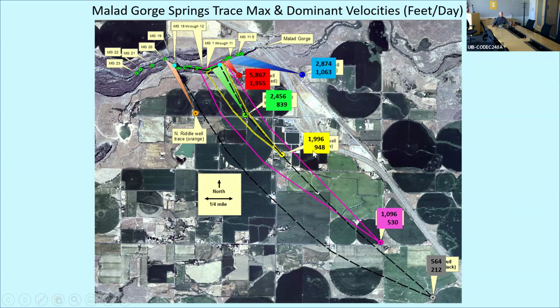Yellow is 2,950. Pink is 1,530. And the 3¼ mile trace back here, black, is 564 and 212. And obviously you can see a progressively slower velocity, and this is an integrated velocity over the length of the trace as the distances increase, and the groundwater gradient flattens as you get away from the springs and steepens towards the springs.